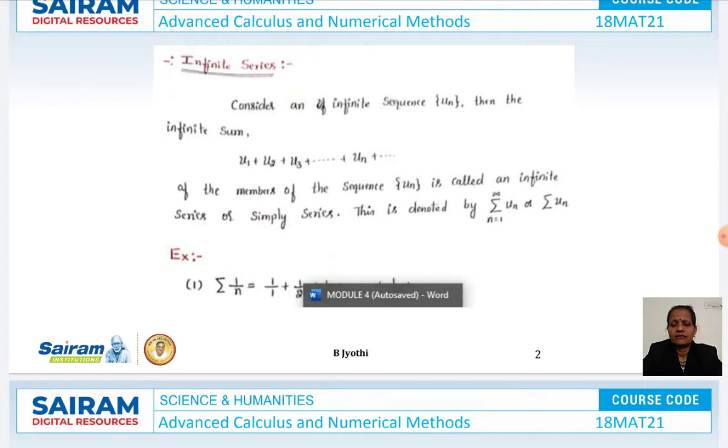Let us see the example. Summation 1 upon n is equal to 1 upon 1 plus 1 upon 2 plus etc. This is the example.